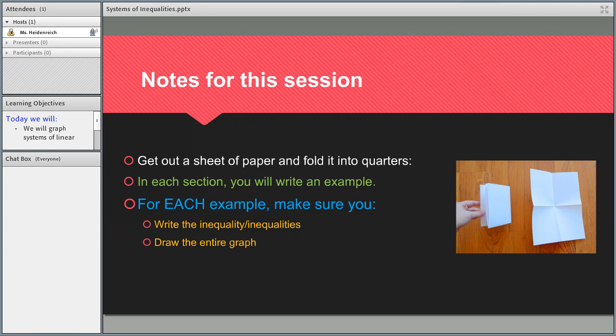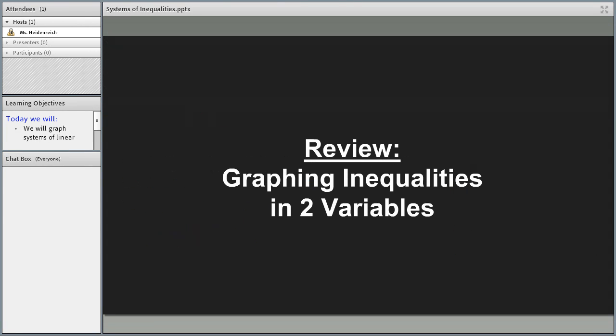Okay, so if you have out your notes, you can use just one sheet of paper for today and you can fold it into quarters because we're going to be doing 4 examples. Okay, and so in each of the corners, you're going to write down a set of inequalities, maybe just one inequality for the review, and then you draw the graph in that section. Okay, so we're going to start with some review.